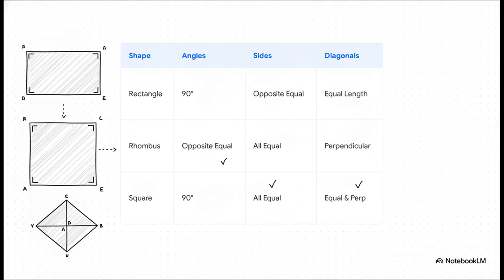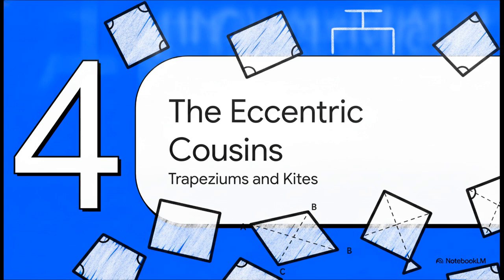The square takes those 90-degree angles and equal-length diagonals straight from the rectangle, and it flawlessly combines them with the all-equal sides and perpendicular crossing diagonals of the rhombus. I mean, it literally adopts every single structural advantage on our chart. It is the most structurally sound, perfectly symmetrical shape on our list. It's geometry's ultimate perfectionist.